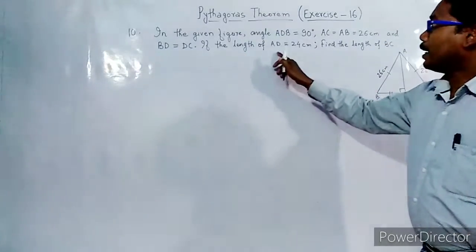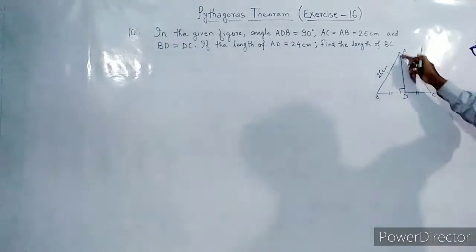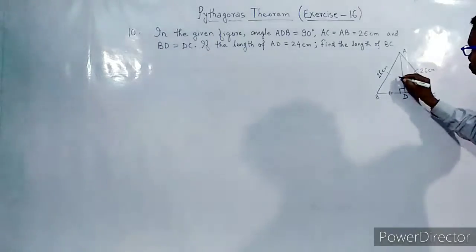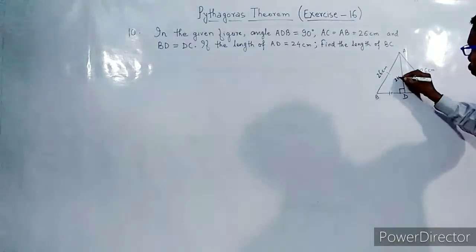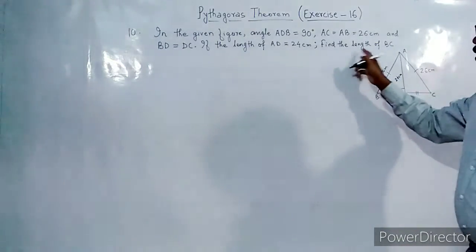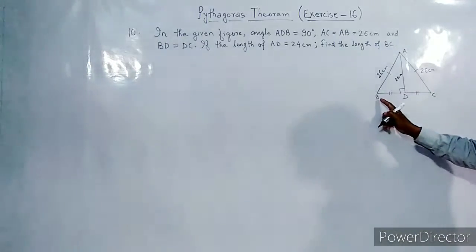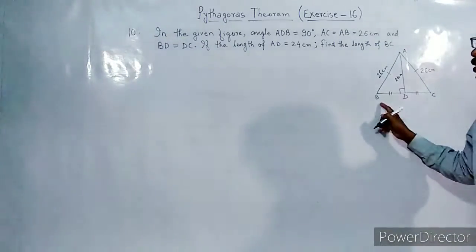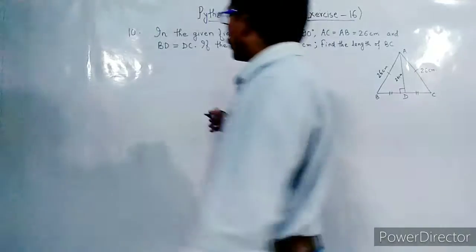If the length of AD is 24 centimeters, find the length of BC. So we have to find the length BC. So let's solve this question.